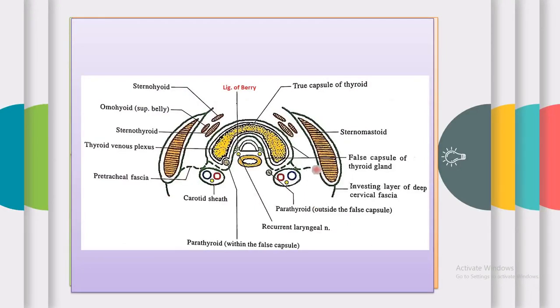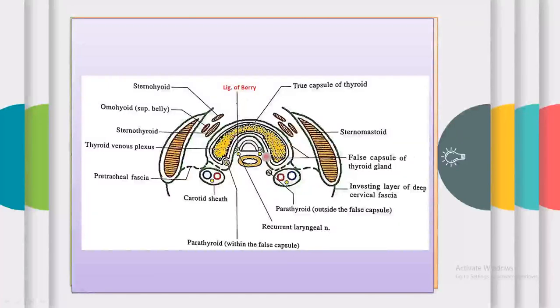After arising, this layer passes medially and first it forms the anterior wall of the carotid sheath. So this is the carotid sheath. After forming the anterior wall of the carotid sheath, it splits into two layers and encloses the thyroid gland. Thus, it forms the false capsule of the thyroid gland.